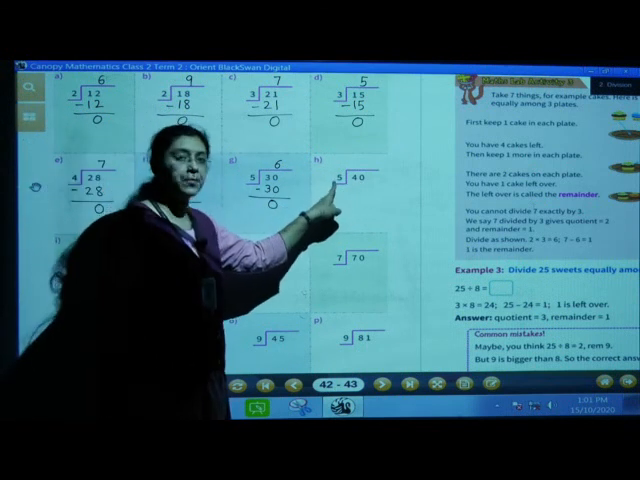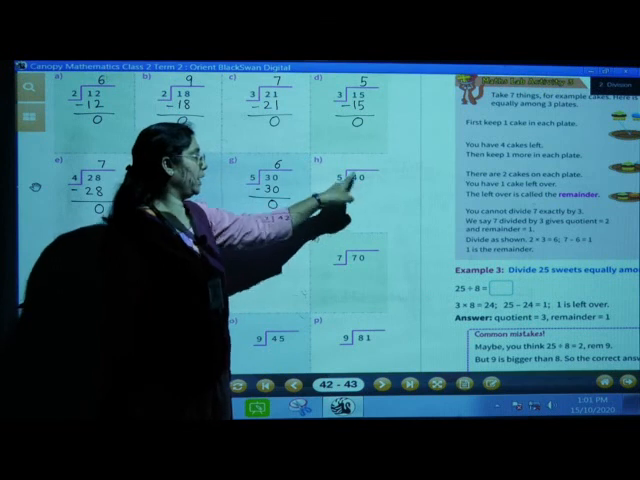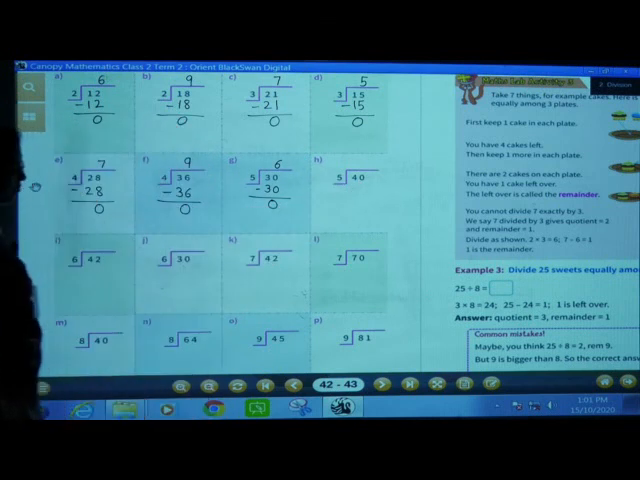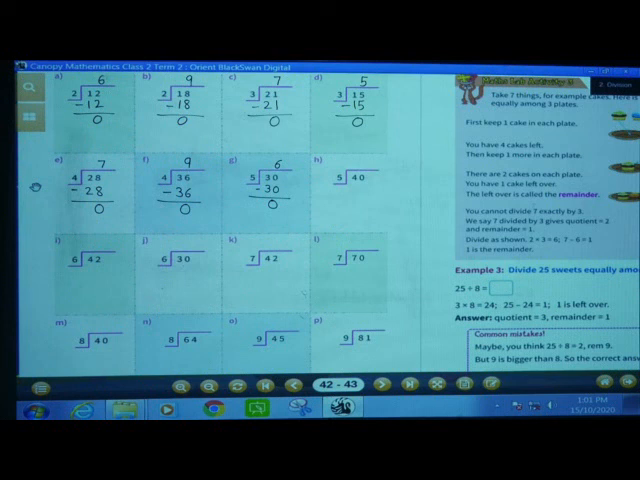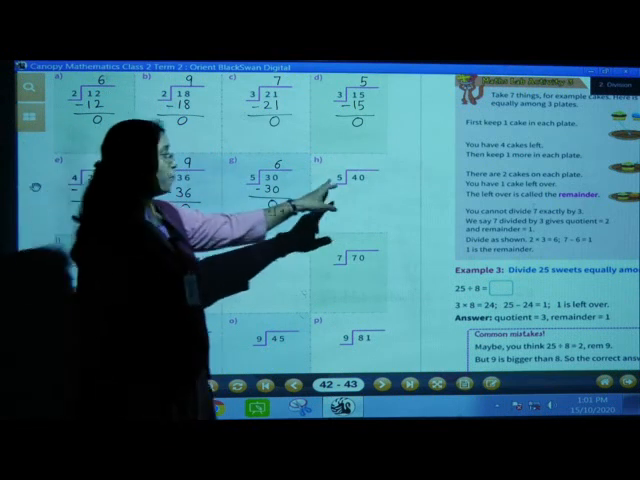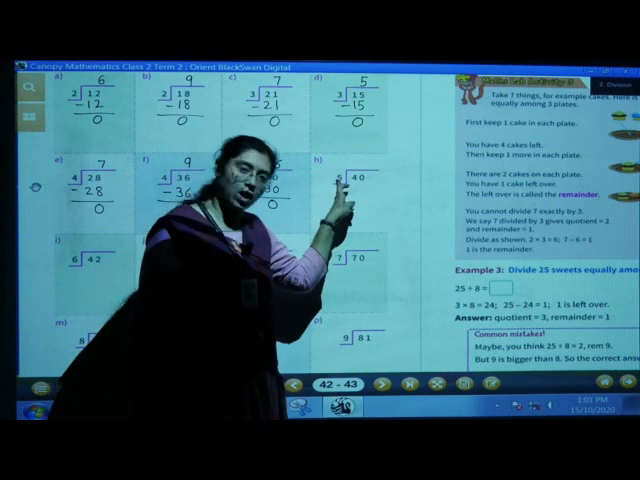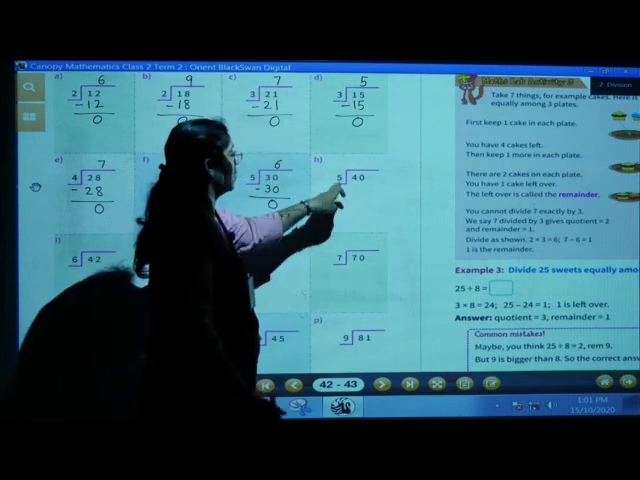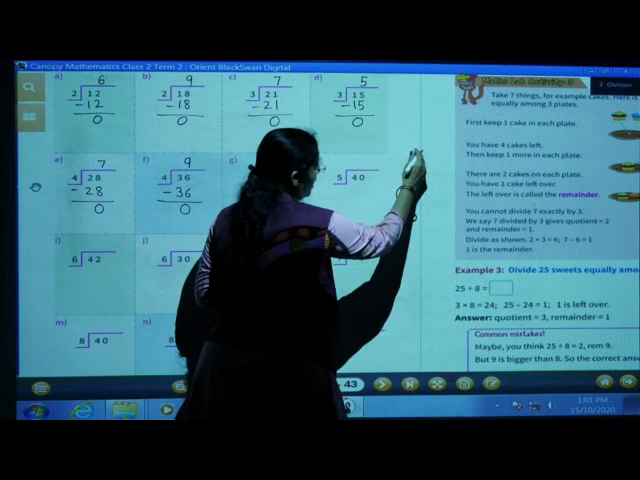Next, H number, 40 divided by 5. We have to say table of 5 till we reach 40. So 5 ones are 5, 5 twos are 10, 5 threes are 15. See, I am writing here table of 5.